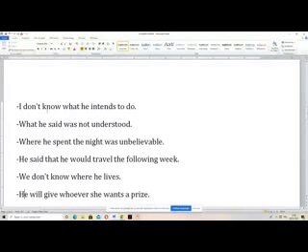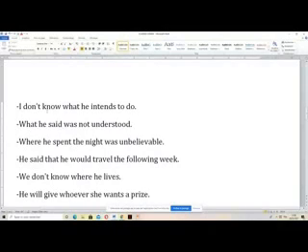What about the next sentence? Yes, please. What he said was not understood. What he said is the noun clause and it functions as a subject of the verb was. Yes, good. Okay, thank you. Your name? Okay, thank you.